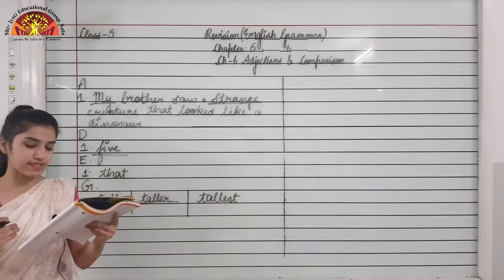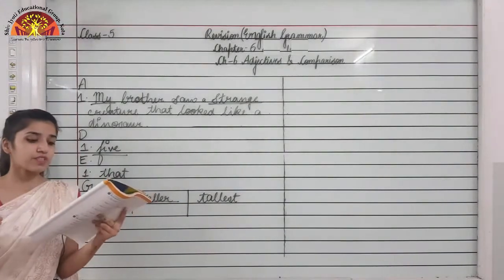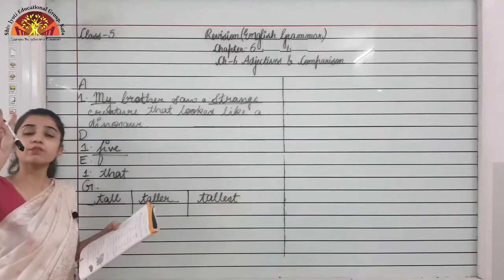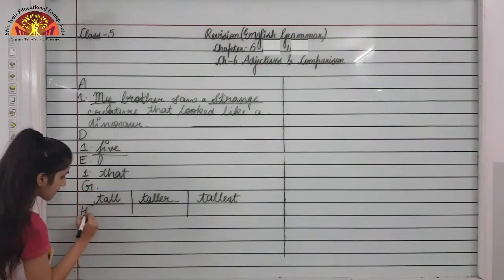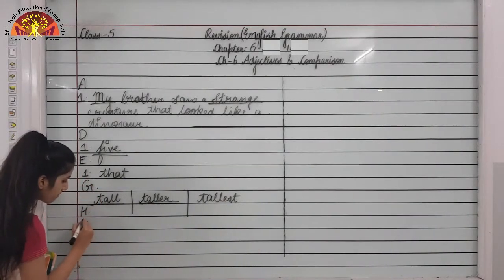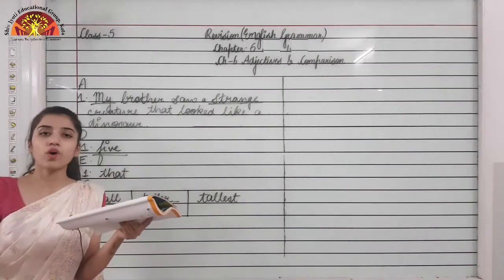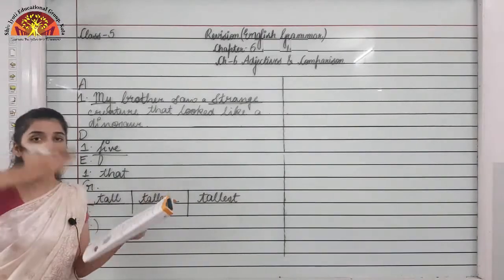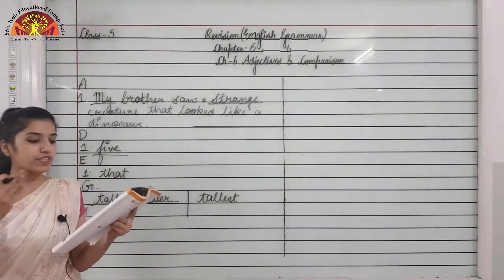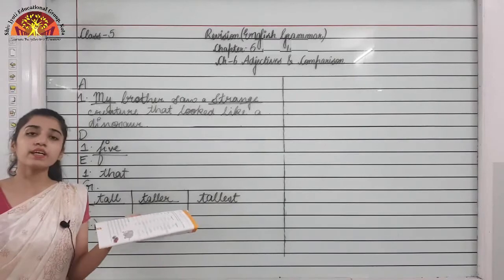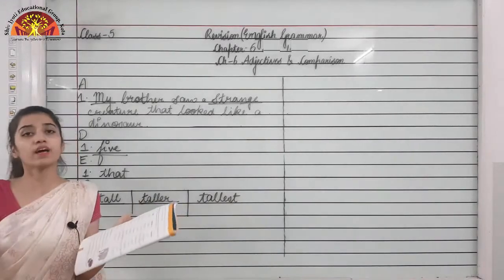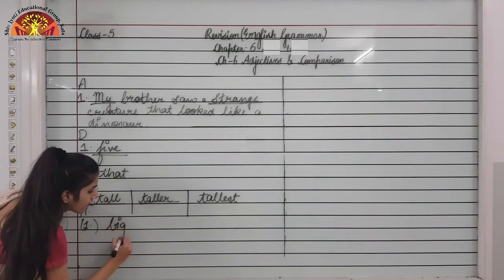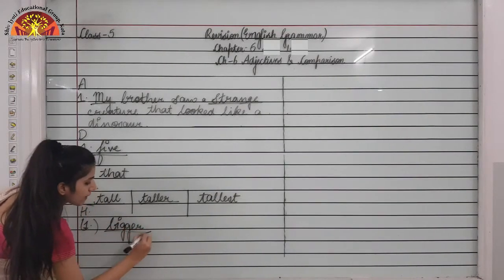Now exercise H, you can see, an elephant is big or bigger than a mouse. Here we are comparing between two things. This is exercise H. Okay, first one. We are comparing between two animals, that is elephant and mouse. So elephant is, what degree will we be using? The comparative degree. So big or bigger? The answer would be bigger. You need to underline bigger over there.